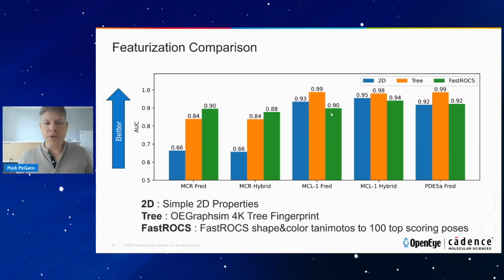So here's the first real set of results. So here I'm comparing different kinds of featurization. Remember, I had the simple no model 2D featurization. I also have the 4K tree fingerprint featurization, and I have the FastROCS featurization. And on this graph, one of the more interesting things is that the mineralocorticoid receptor, both in Fred and hybrid mode, which are the first two groups to the left on this graph, do relatively poorly.